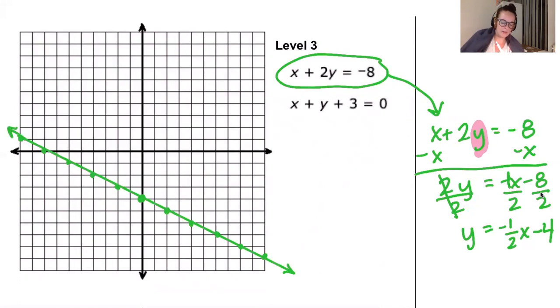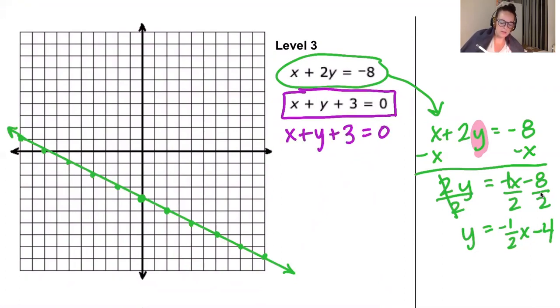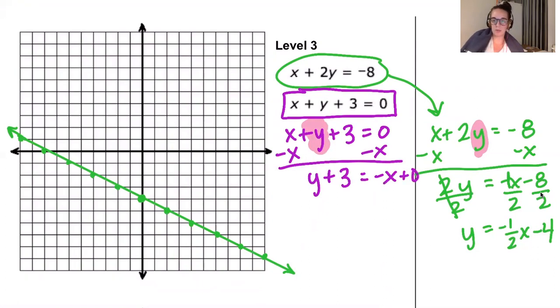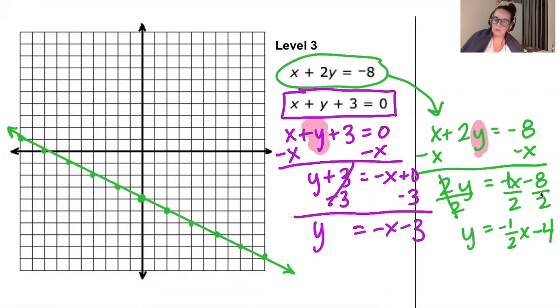I'm going to do the same thing for this purple one here. x plus y plus 3 equals 0. Again, I want to get y by itself. So I'm taking the x to the other side. y plus 3 equals negative x. I don't need to write that 0 anymore. I could put plus 0 here. Not going to hurt anything, but it doesn't really help us. I'm going to subtract 3. Say, okay, y equals negative x minus 3.